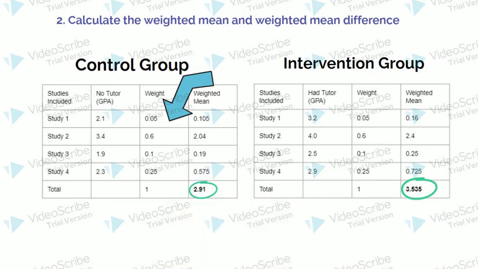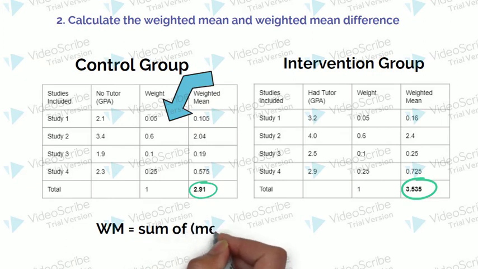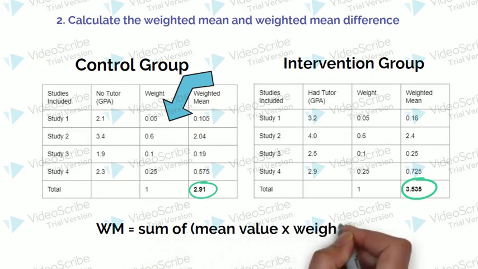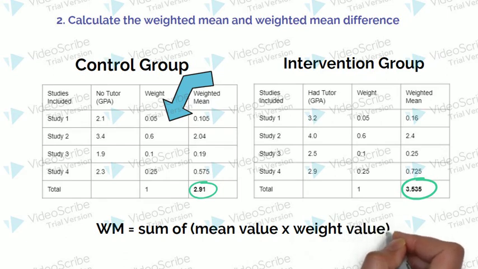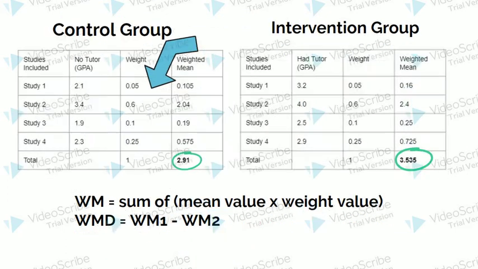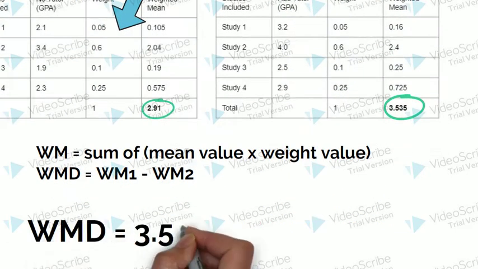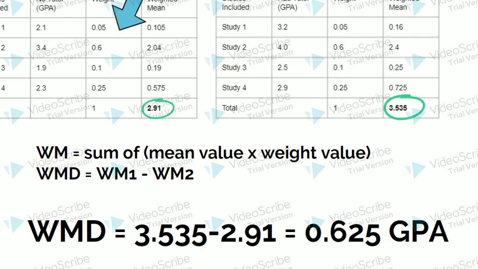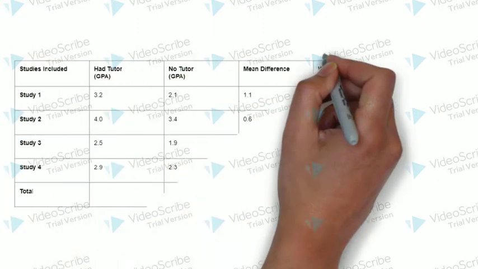Then you add up all of the weighted mean and you get a total weighted mean. So weighted mean is taking the mean value of each of the study, multiplying that by the weighted value, and then adding it all together. Now you have a weighted mean difference between 3.53 minus 2.91 and you get 0.625 GPA.